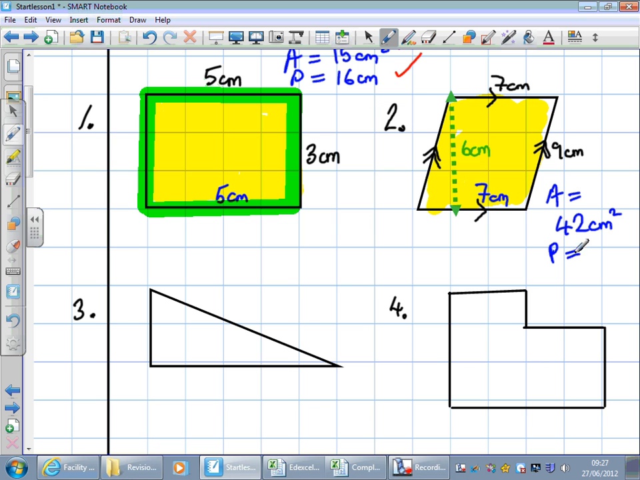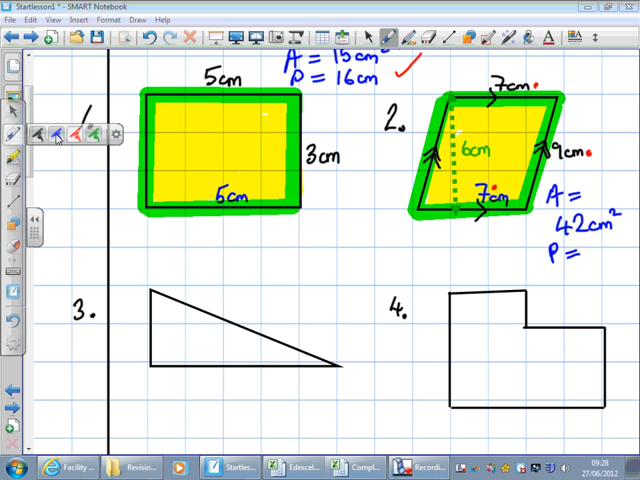Now the perimeter. It's the distance round the shape. Let's go through this, audience. 7 centimeters plus 9 centimeters is 16. Add 7 is 23. What's this length here? For a parallelogram, it's the same as the length opposite. So it's 23, add 9, 32. The distance around the shape is 32 centimeters. Give yourself a tick for both of those.